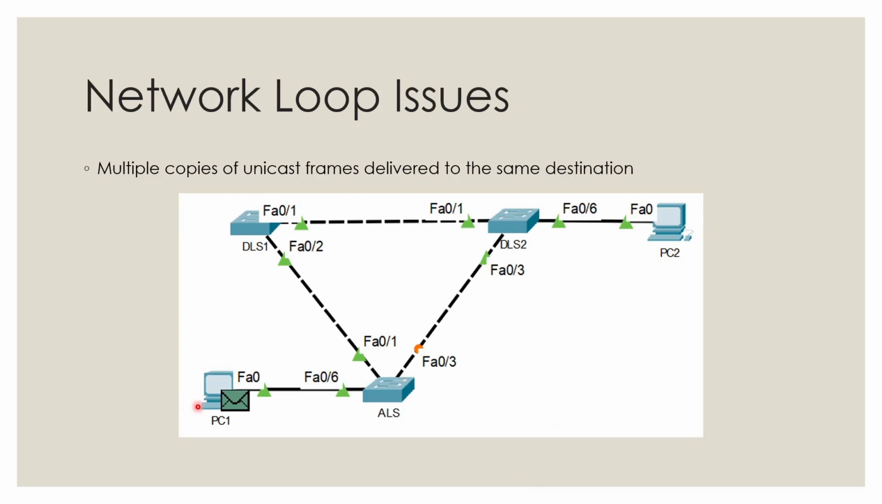Another issue is that if PC1 sends a frame to PC2, the access layer switch will send the frame out both uplinks. As a result, PC2 will receive duplicate frames from PC1.